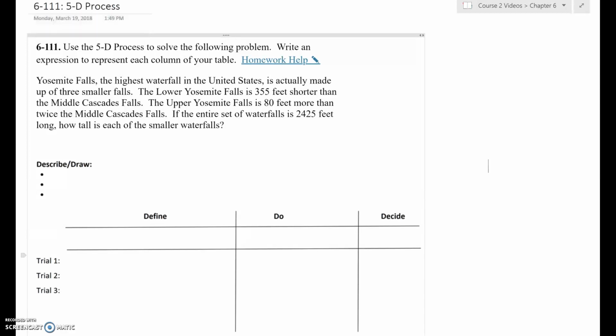All right, so this problem is a 5D process problem from Chapter 6. Use the 5D process to solve the following problem. Write an expression to represent each column of our table. So here's our columns here.